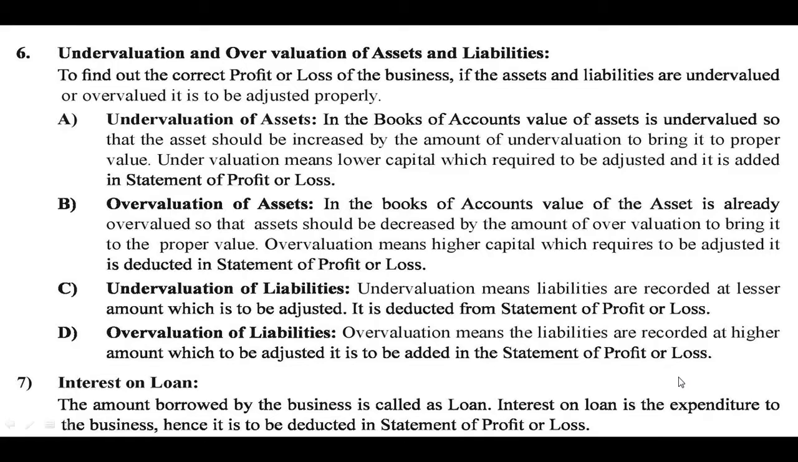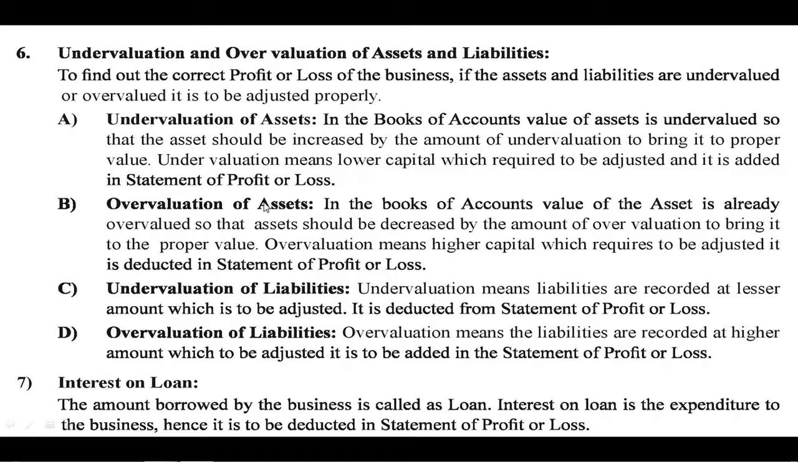Then undervaluation and overvaluation of assets and liabilities. First point is the undervaluation of assets. Now sometimes the value of an asset is written less than the actual value. So we have to increase the value of that asset, and then we get the correct value. When we increase the value of that particular asset, it is to be added in the statement of profit because it is like a gain for the business.